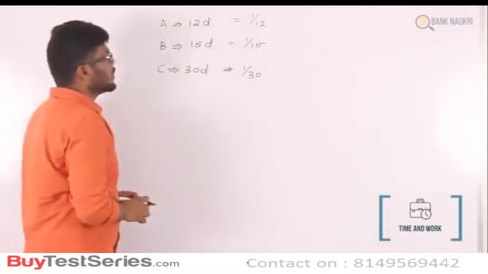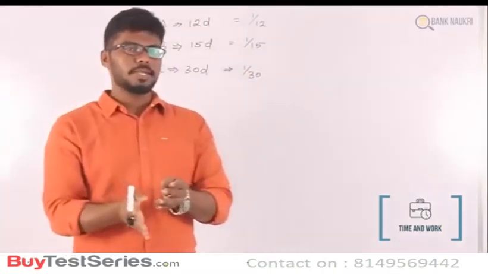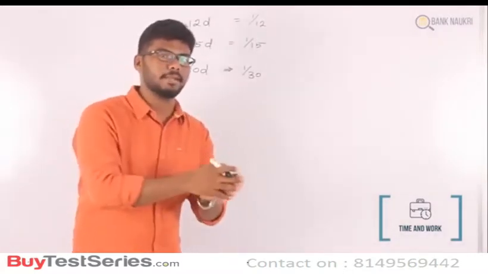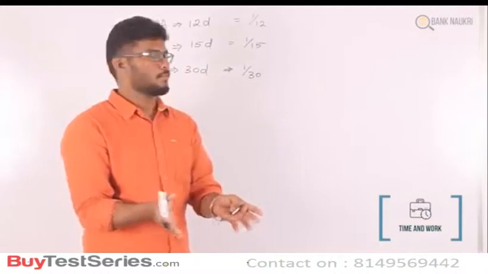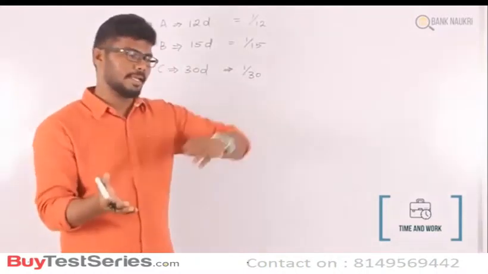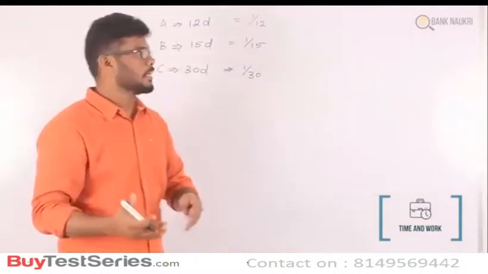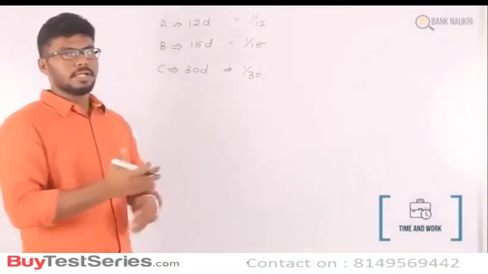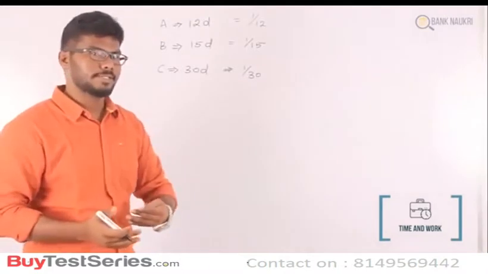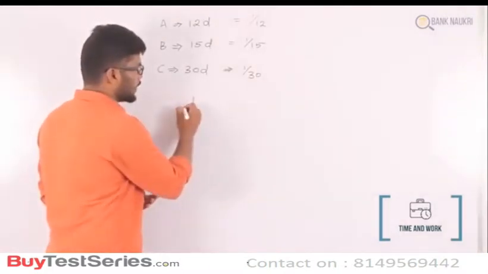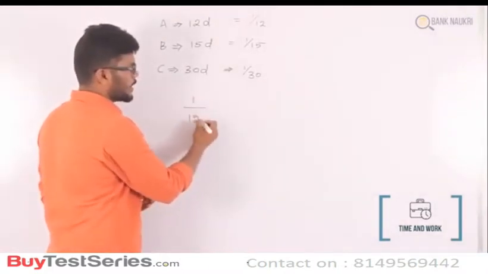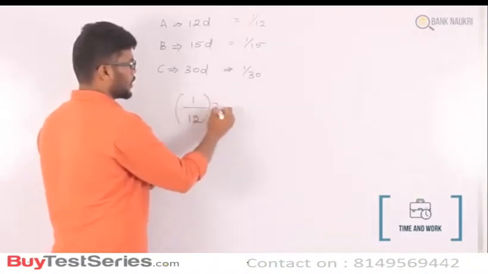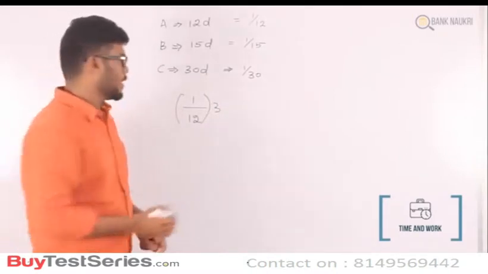Right. Now, the question is a little bit complicated compared to the first question. First question was very simple. How many days will A and B take together to complete the work? But here, the question says that A comes, B goes, something like that, right? So, watching this question once again, A starts the work and B joins him after 3 days. So it means that first 3 days only A will be working. So 1 day's work of A will be 1 by 12. So for 3 days it is 1 by 12 into 3.